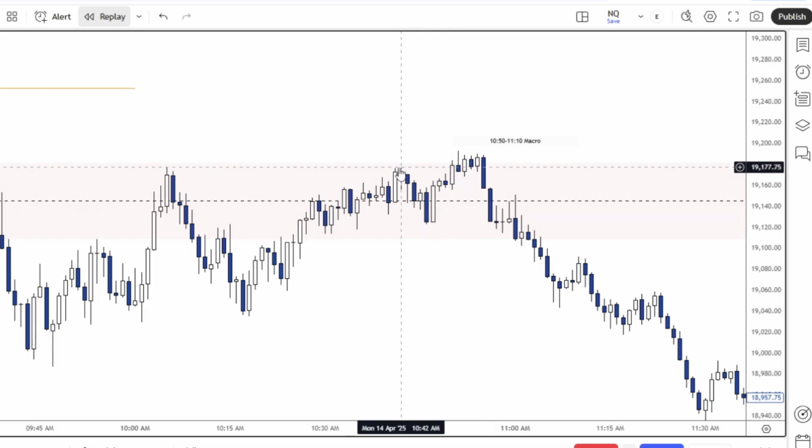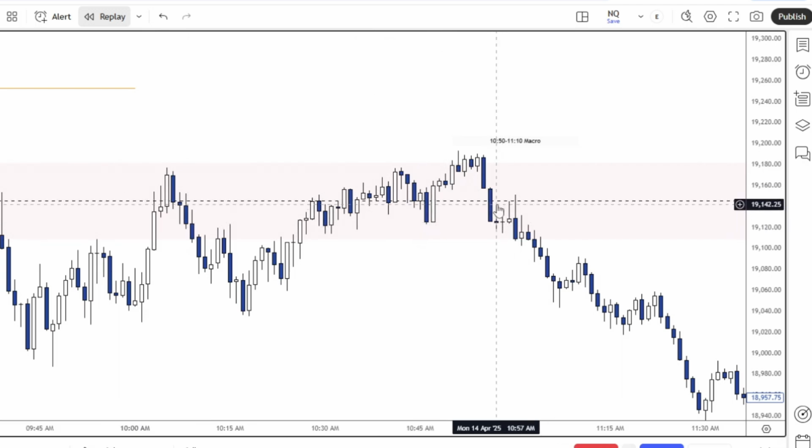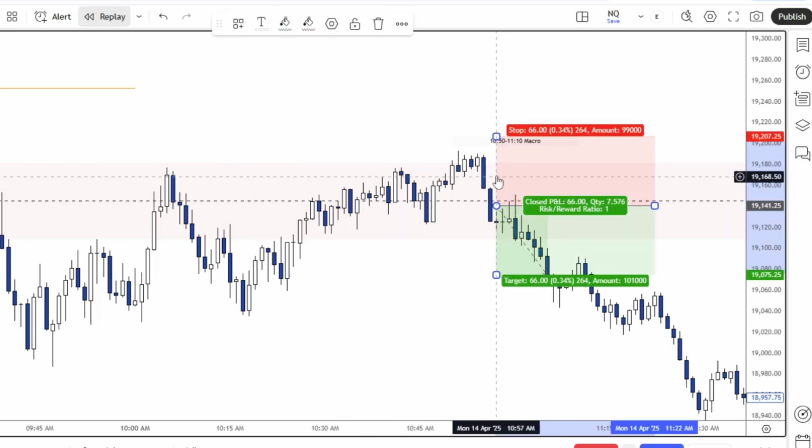So price purges this candle's high. It also purges this external range high over here as well on the 1 minute, breaks market structure below this candle's low, right here on this candle, and there's a fair value gap. So what do you do? You enter in the fair value gap, the easiest low-hanging fruit there.